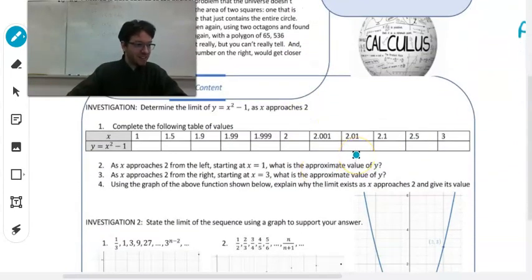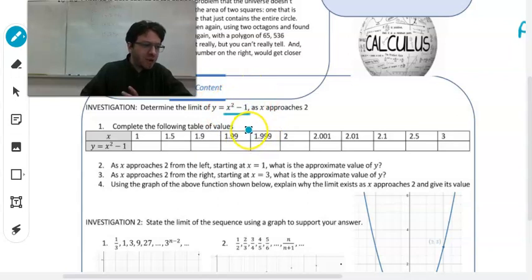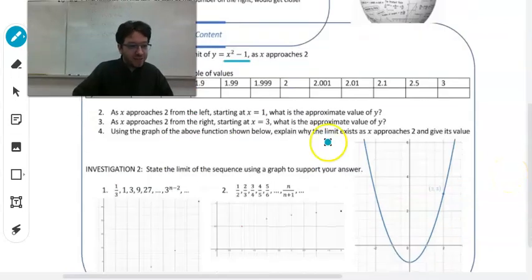Let's start with our first example. So here we have a function, it's y equals x squared minus 1. We want to know the limit of this function as x approaches 2. Let's try approaching 2 from both the left side and the right side. When I say left side, I mean if you look at a graph, here's actually the graph of x squared minus 1. That's where x equals 2 is. So what we want to do is come from the left and come from the right.